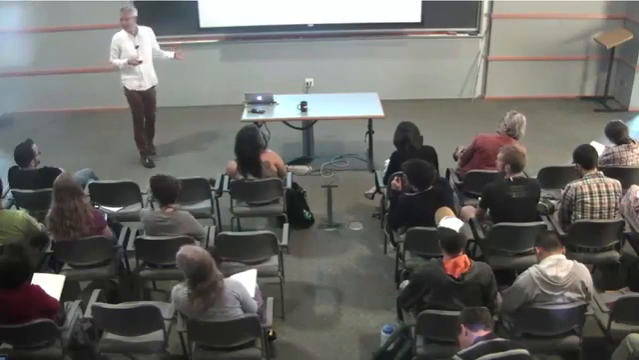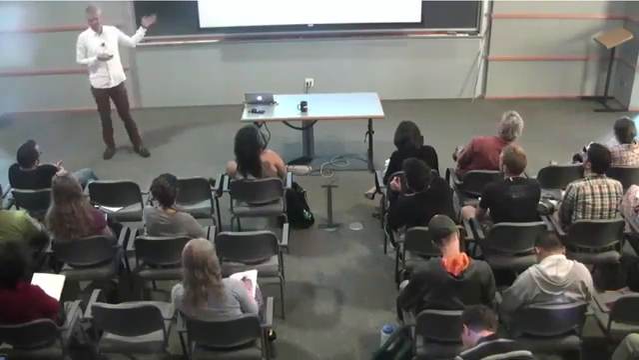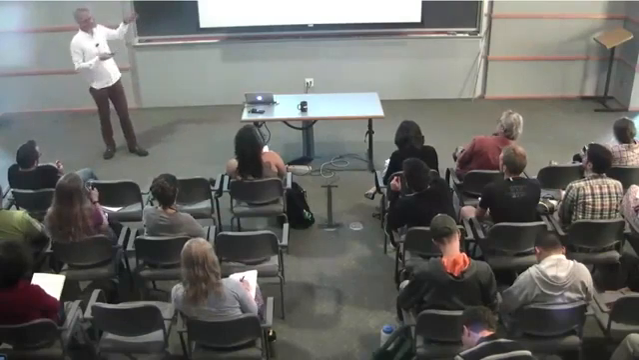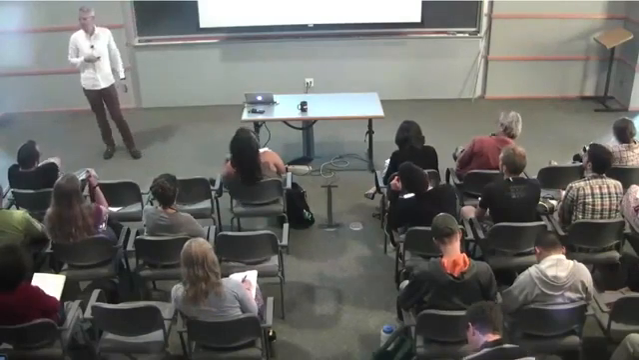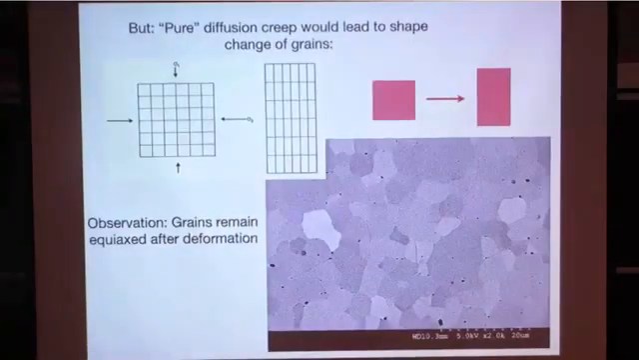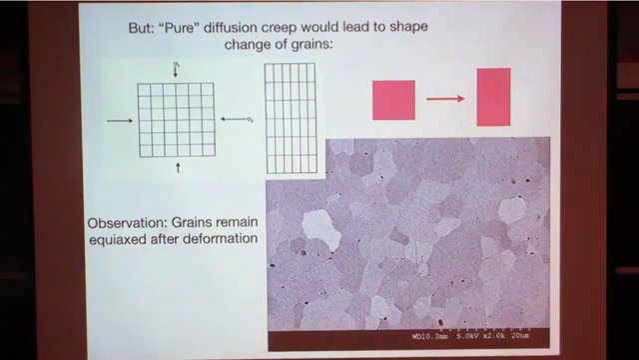Uli, are there any rotations involved? No, there's no rotation involved, and that's key. There's no rotation of the crystal lattice itself. So that's important. I'm jumping around here a little bit, but you cannot generate seismic anisotropy, for example, by diffusion creep. You need dislocation creep, where there is rotation involved. Diffusion creep is irrotational in that sense. I'm not sure whether I answered your question, but we can discuss that some more.